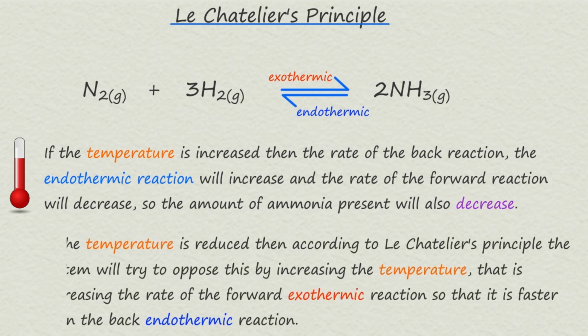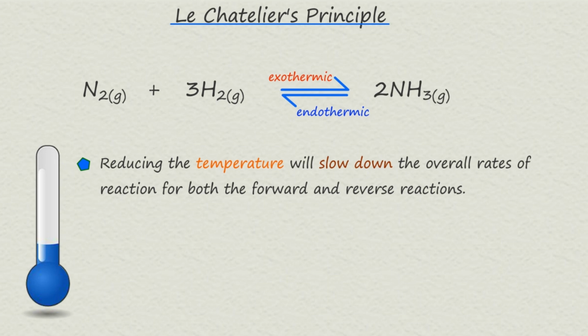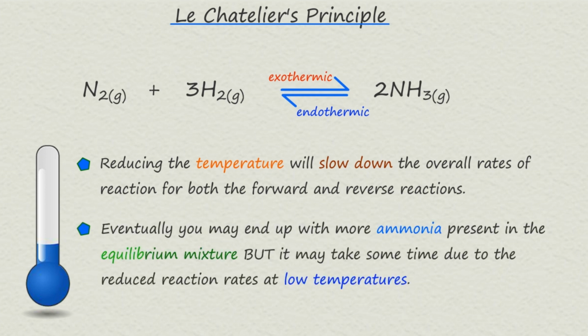So how about if we decrease the temperature? Well, this time the system will try to oppose the decrease in temperature, and so the rate of the forward exothermic reaction will increase. Now this looks promising, as this will increase the amount of ammonia present in the equilibrium mixture. However, there's a big problem here. You may remember that reducing the temperature will also slow down the rate of reaction. So ultimately, you may end up with more ammonia present in the equilibrium mixture, but it may take a very long time to get there.